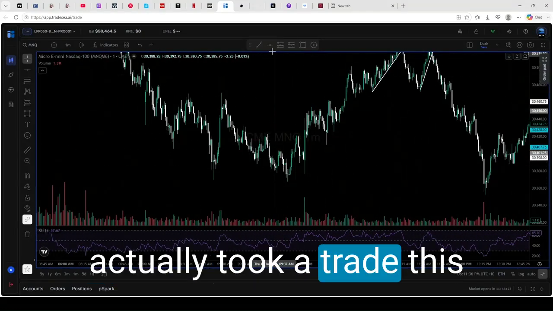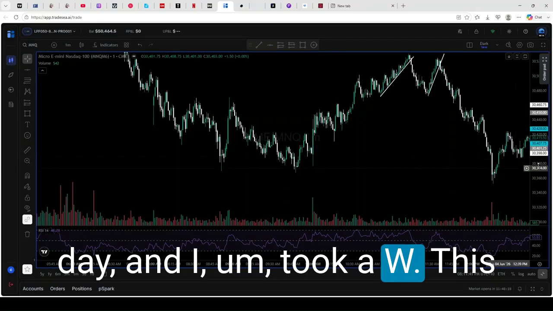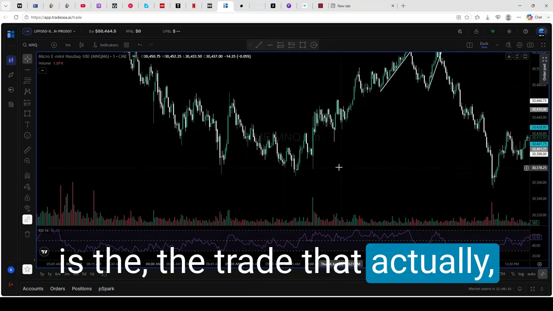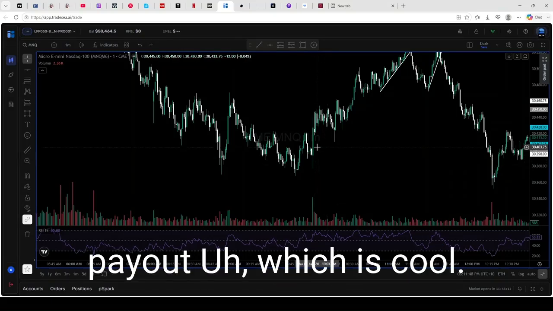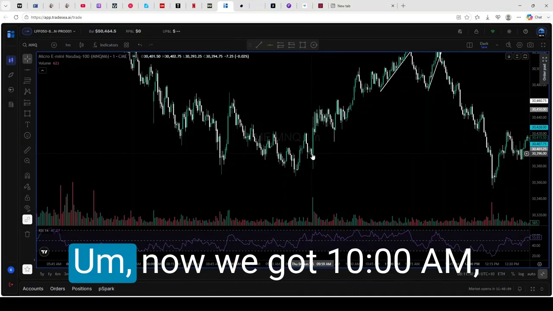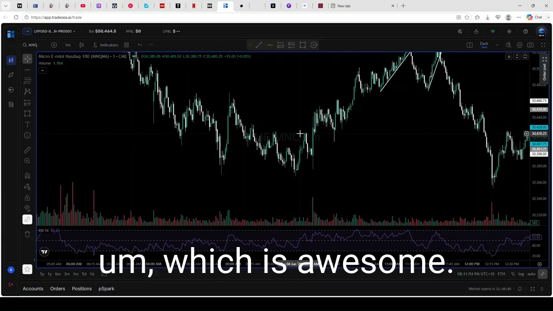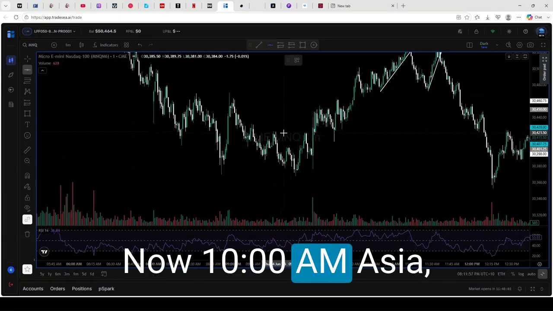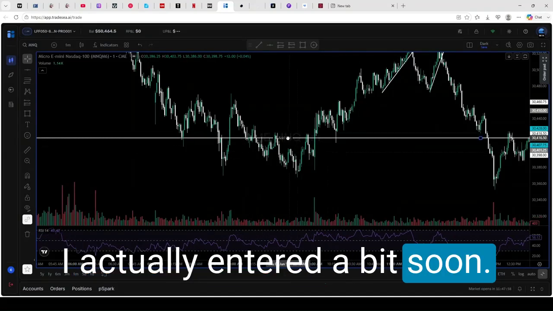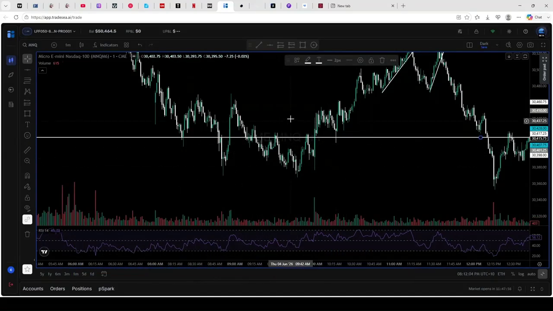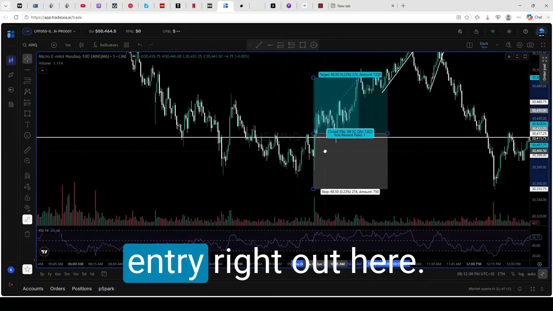I actually took a trade this day, and I took a W. This is the trade that actually allowed me to take a payout, which is cool. So we got this. Now we got 10 a.m. Which is awesome. Now 10 a.m. Asia Tokyo session opened right here for me. I actually entered a bit sooner. I think I entered at this point here, and I took the entry right out here.